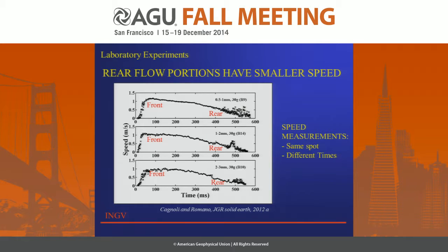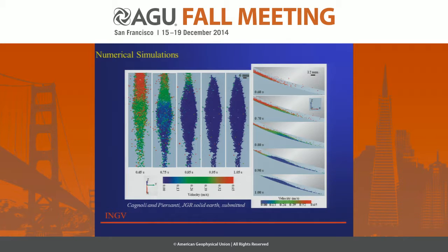For example, if we measure the speed of different portions of the flow in the same spot, but at different times, we see that the front is always faster than the rear. Why? Because when we measure the speed of the rear, the front is already on a less steep slope, so that is hindering the motion of the rear and decreasing its speed. So the numerical simulation is confirming that the deposit propagates backward and that the front acts as a barrier during the deposition.